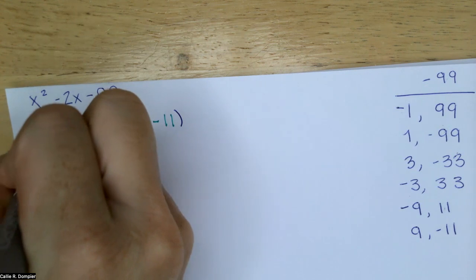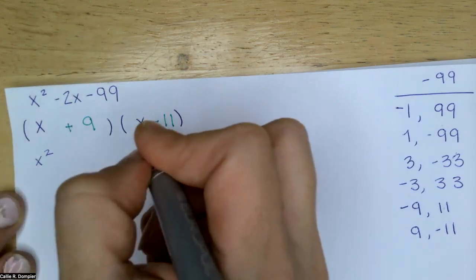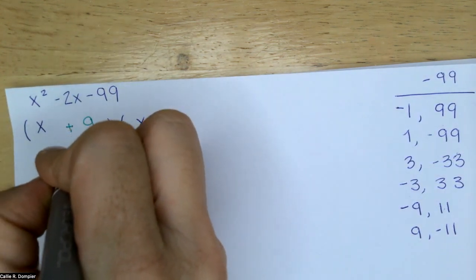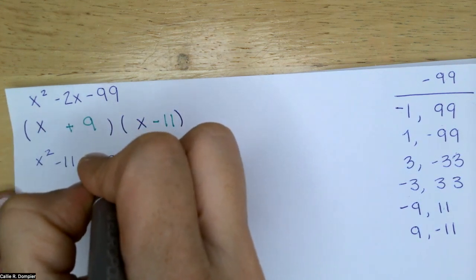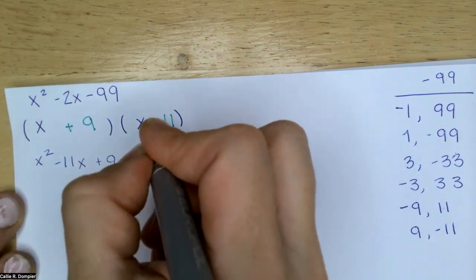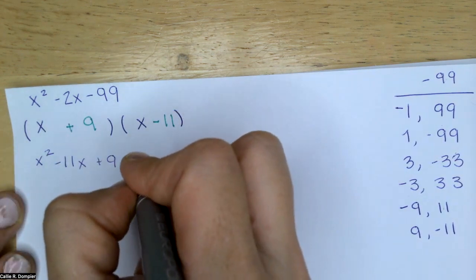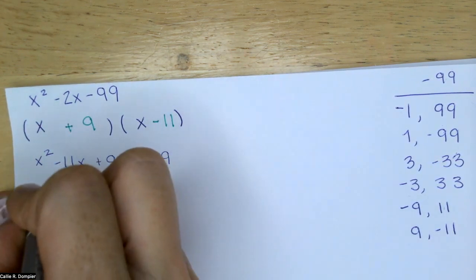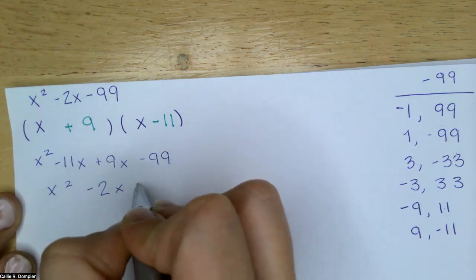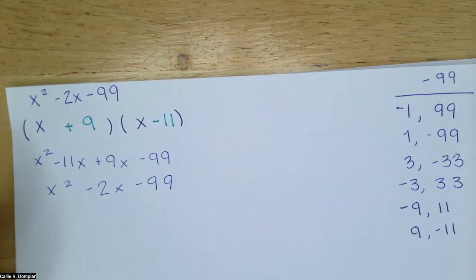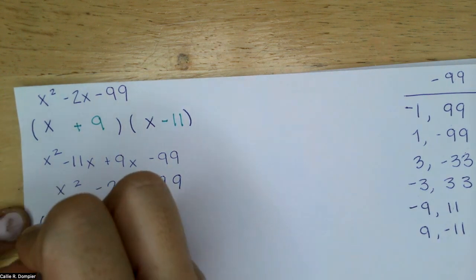So first is x times x gives me x squared. Outside is x times negative 11, which is negative 11x. Inside is 9 times x, positive 9x. Last, positive 9 times negative 11 is negative 99. X squared, and if we combine like terms, it's negative 2x minus 99. Oh, so we got it on our first try. Excellent.